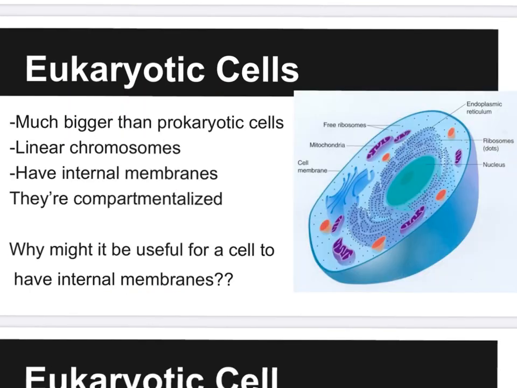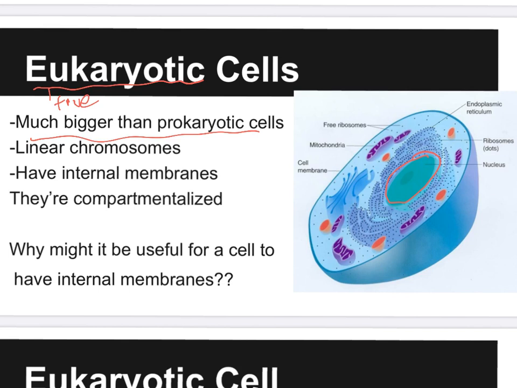The other basic cell type is the eukaryotic cell, where eu means true, and karyot again means like kernel, but that can be translated as nucleus. So eukaryotic cells have a true nucleus, meaning they do have their DNA inside of a nucleus. They're also much bigger than prokaryotic cells.